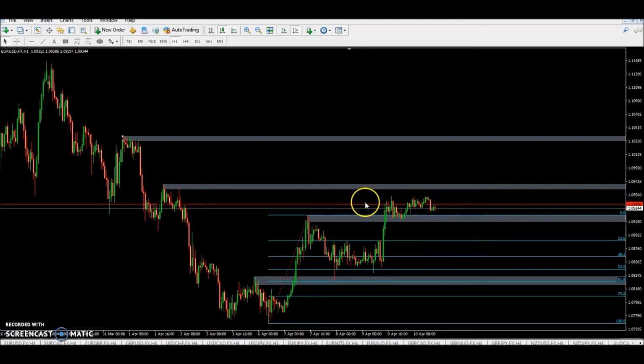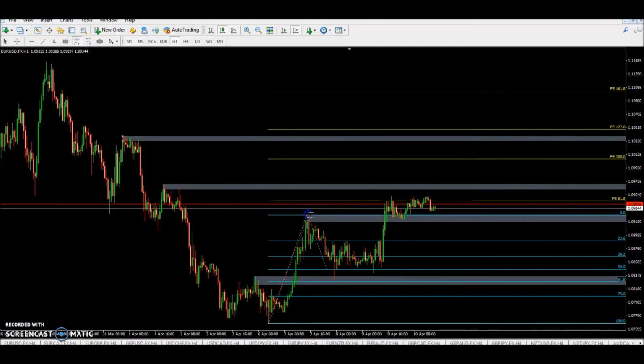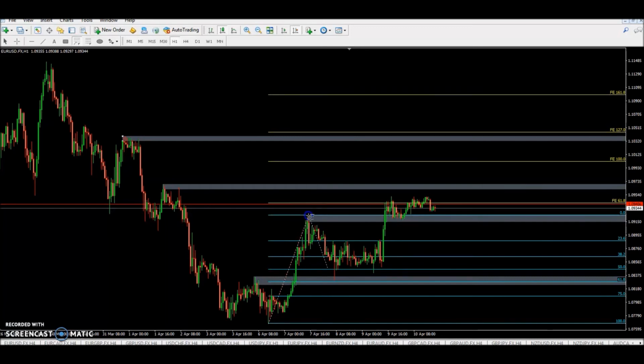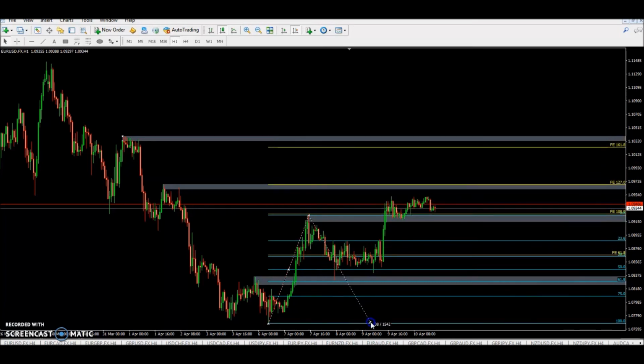So we're going to go ahead and now pull the extension tool. Like I said, guys, from the start of the move all the way to the top portion of that higher high, right? And then what you want to do is move that back to the starting point. All right, so we got our 100% here because you're measuring this leg. We got our 100% move right here.